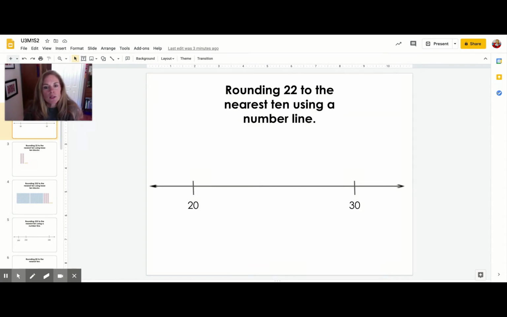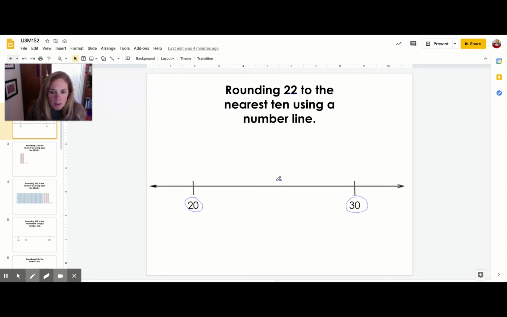Rounding 22 to the nearest 10 using a number line. Number lines are super, super helpful when you are rounding because they make you think about what are the tens that you are between. So in this case, we're rounding the number 22. It is going to be between 20 and 30.